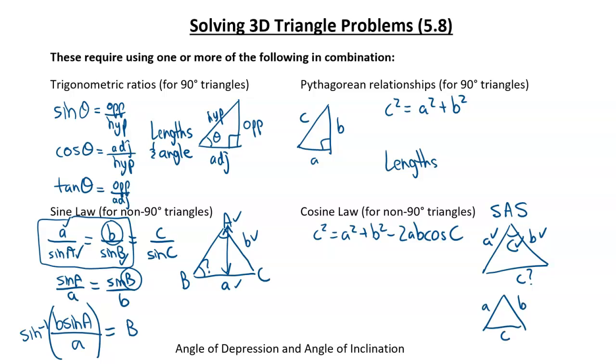And then we could solve for any of the angles. Let's suppose that we were solving for angle C. And so what we would do is we would rearrange this. We would do that by using the order of operations in reverse. We'd start by subtracting and/or adding. So that would be subtracting a squared and b squared, and then we'd be left with negative 2ab cosine of c.